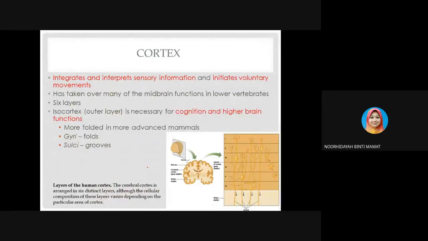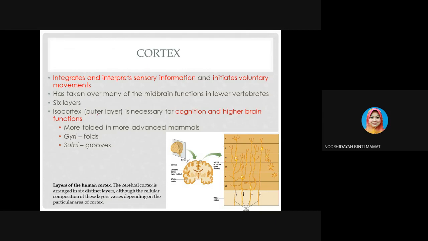So this is the cerebrum. The cortex integrates and interprets sensory information and also initiates voluntary, controlled movement. The cortex has taken over many of the midbrain functions in lower vertebrates, because lower vertebrates have a very small midbrain. The cortex has 6 layers, as you can see here.